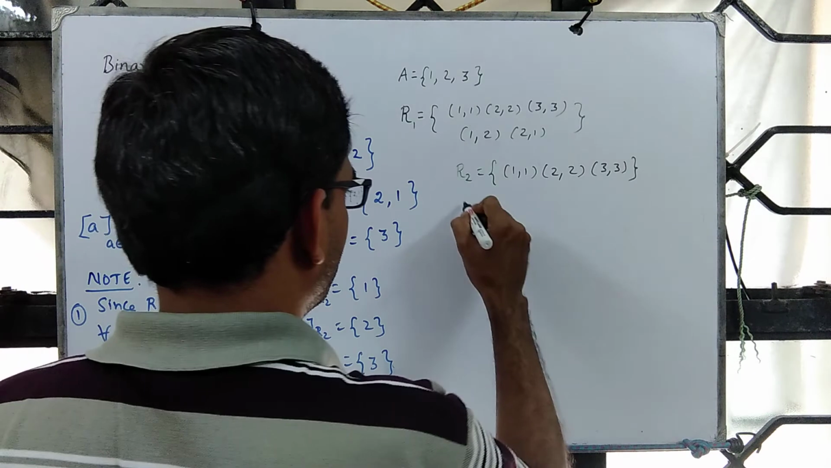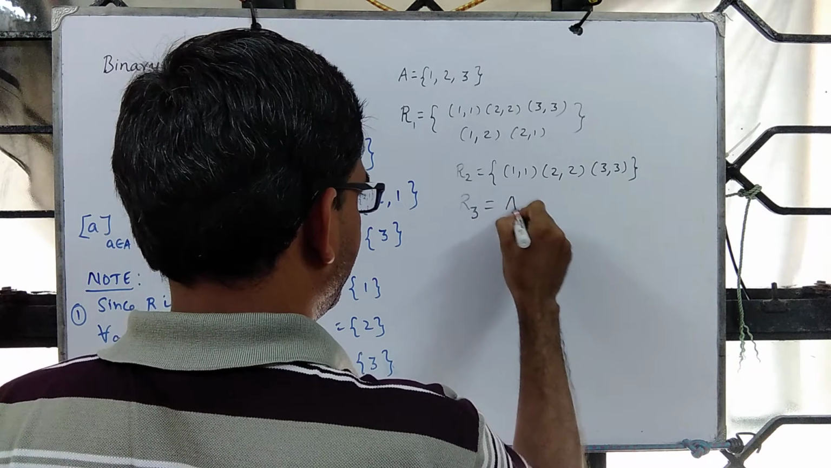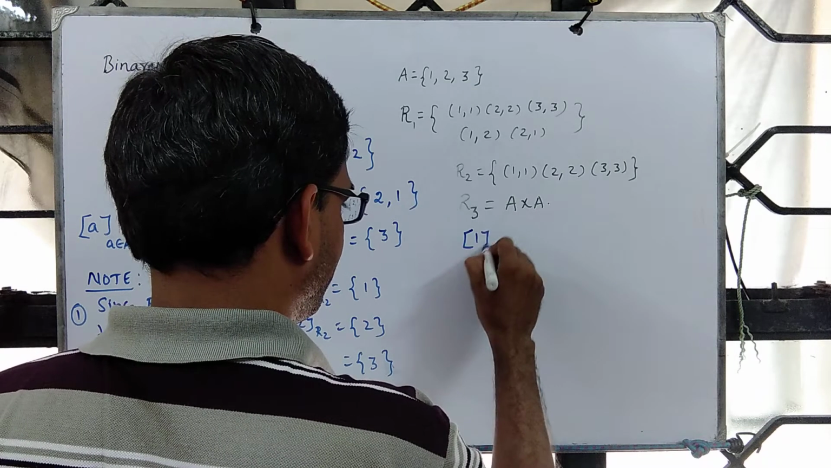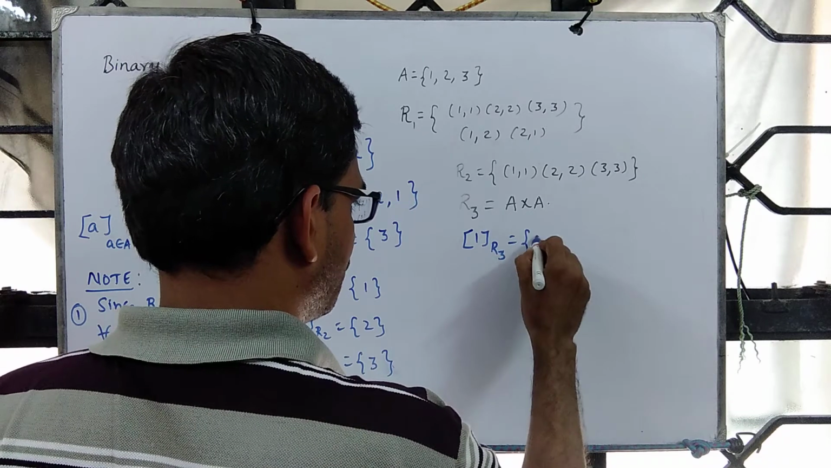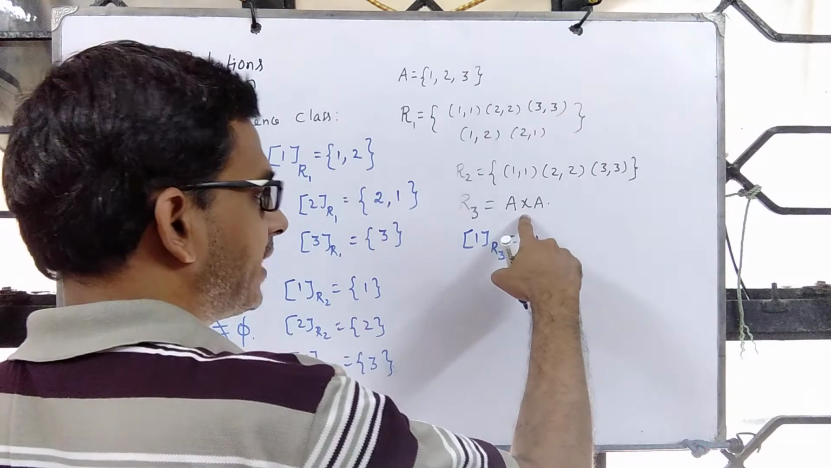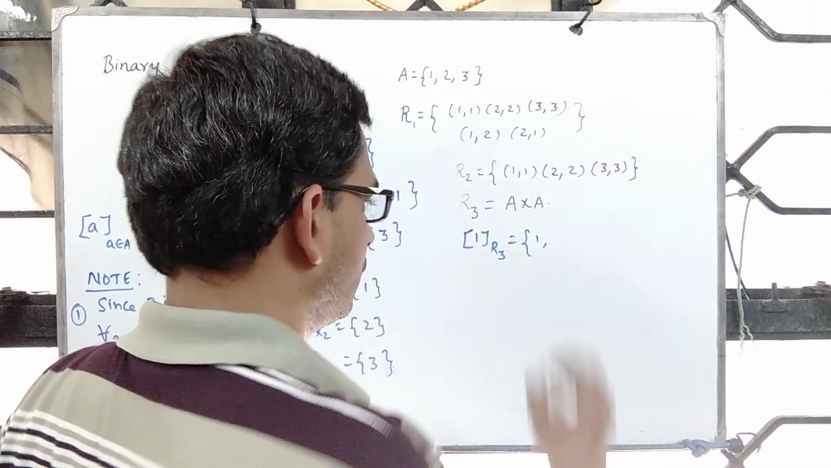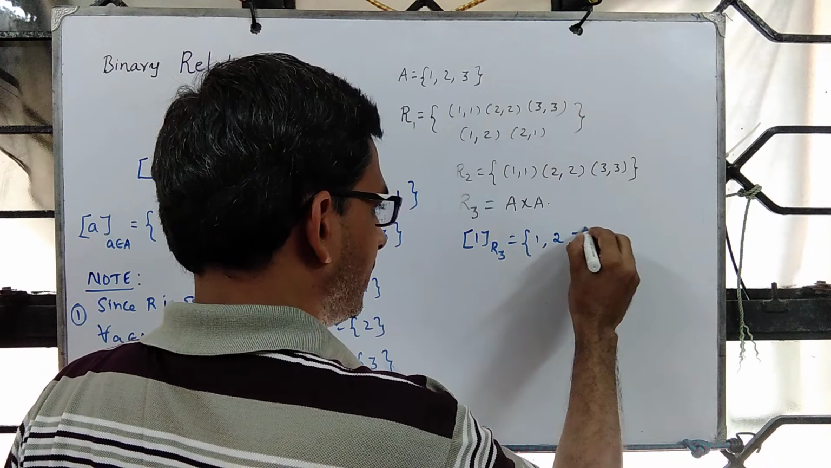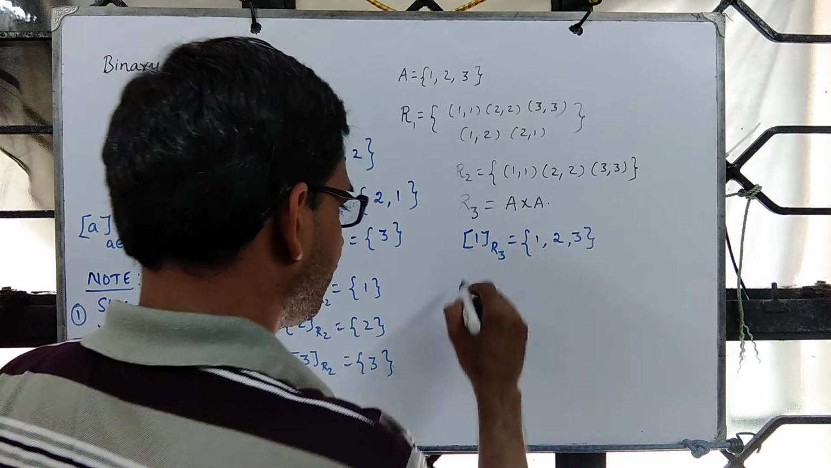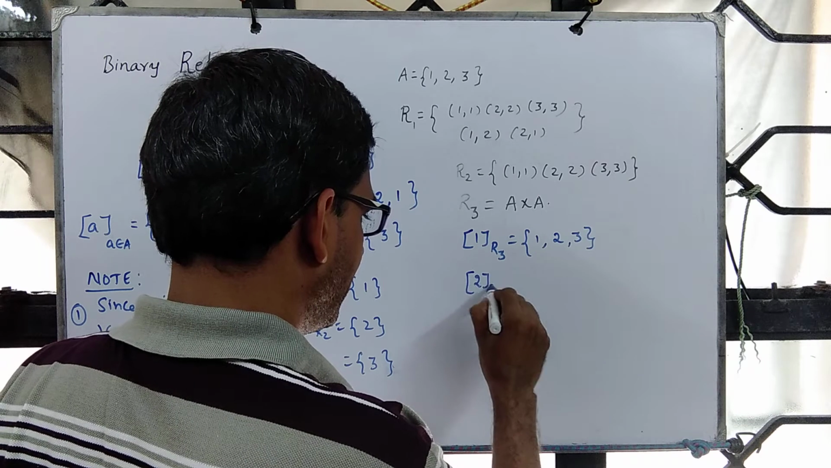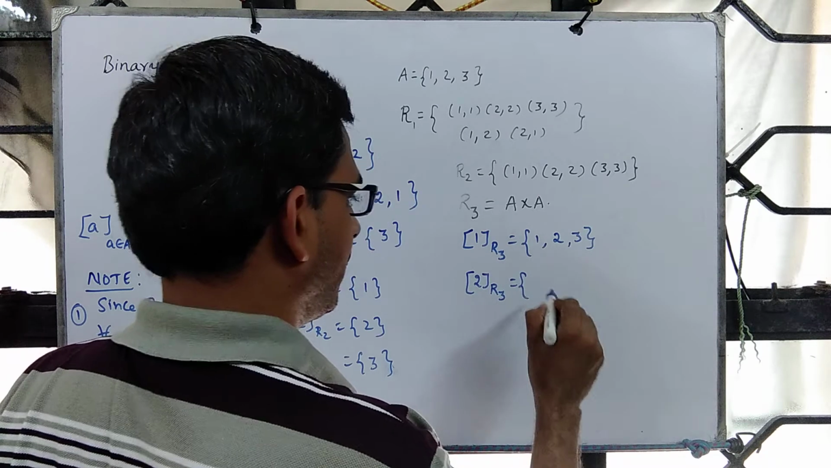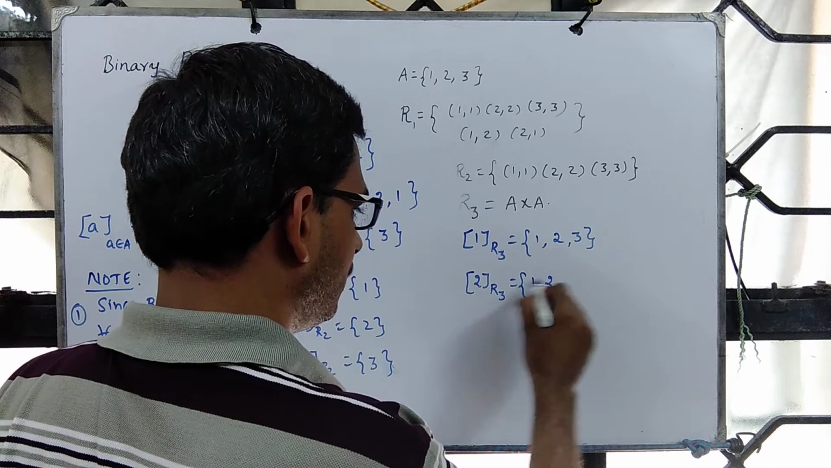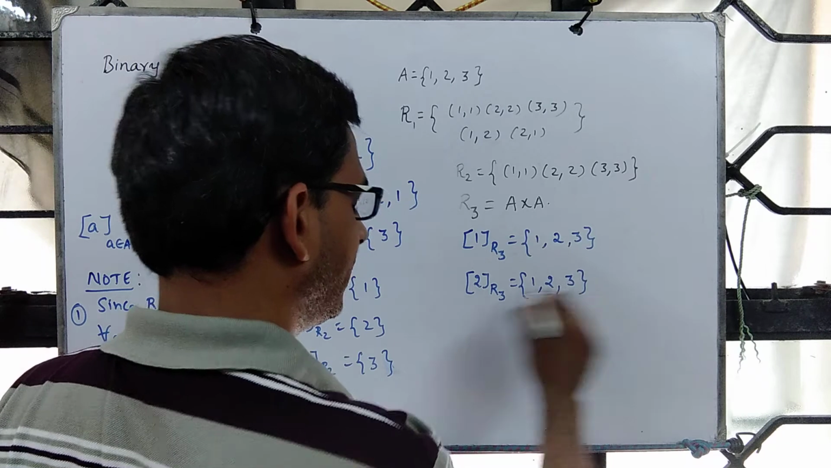Consider one more. Let's take R3 to be A cross A itself, which means the equivalence class of 1 is {1, 2, 3}. All possible pairs are present in A cross A. So I include 2 because (2, 1) is in R. I include 3 because (3, 1) is in R. Next, let us look at the equivalence class of 2. It has 1 because (1, 2) is in R. It has 2 because (2, 2) is in R, and 3 because (3, 2) is in R.